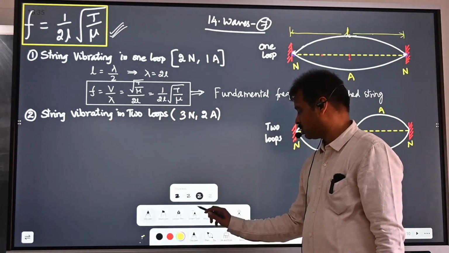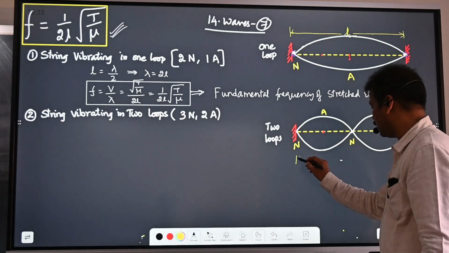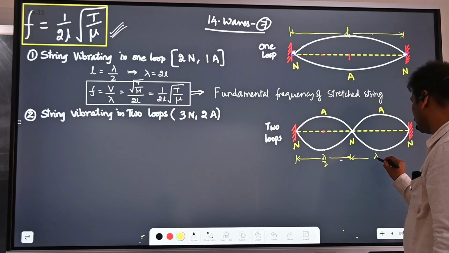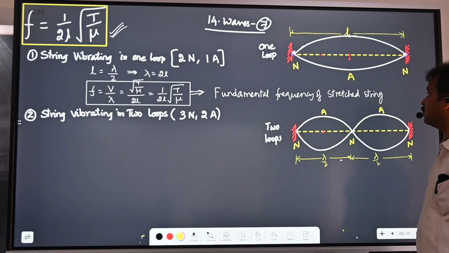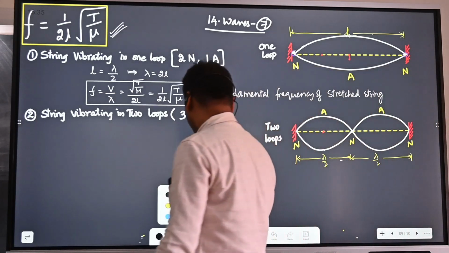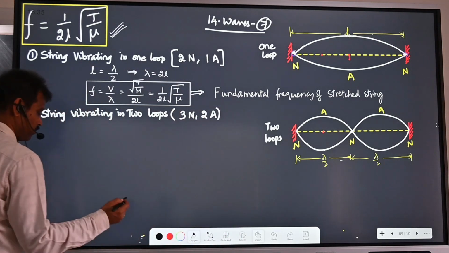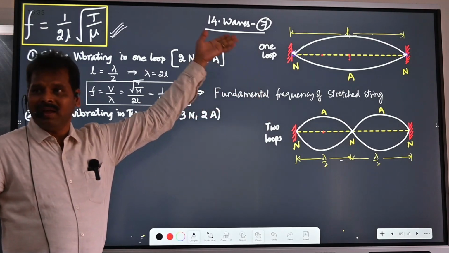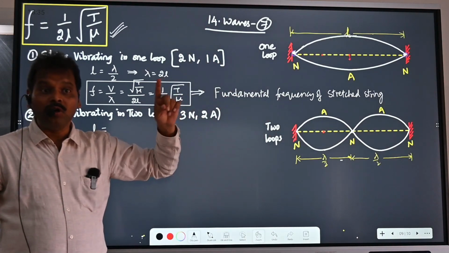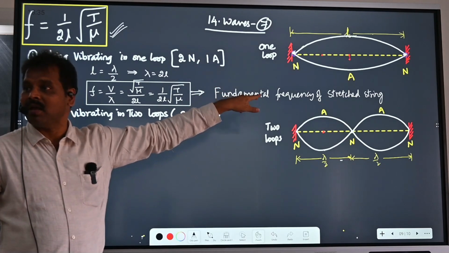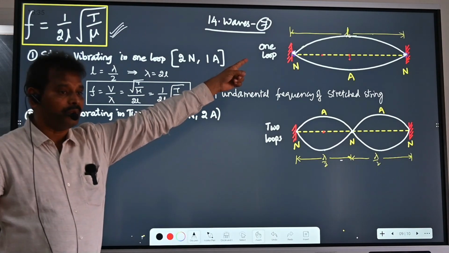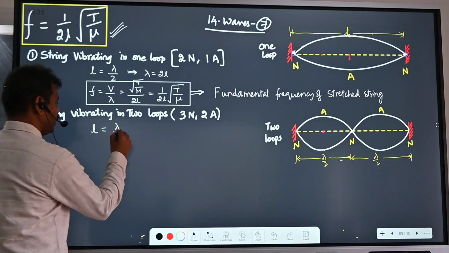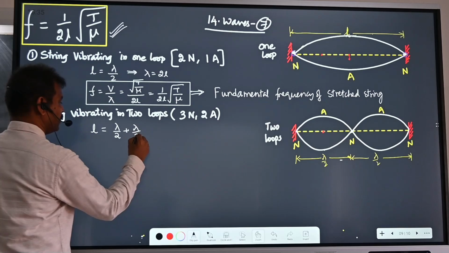2 nodes. From here to here, lambda by 2. From here to here also lambda by 2. So now we can write, students, what is the length of the string? Whether length remains the same or not. I am taking the same string only. The only difference is the point of plucking is different. Previously at the middle, now at 1/4 length of the string. So what is L? Lambda by 2 plus lambda by 2.